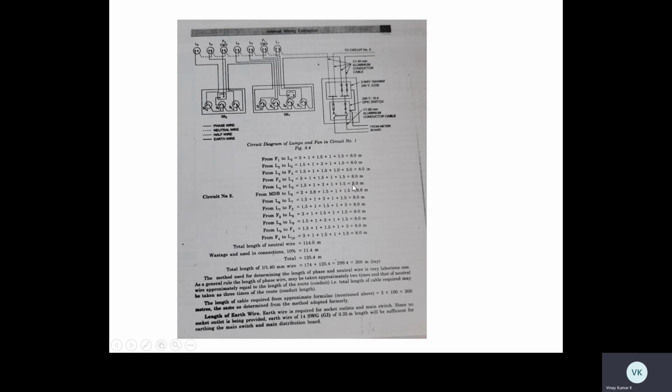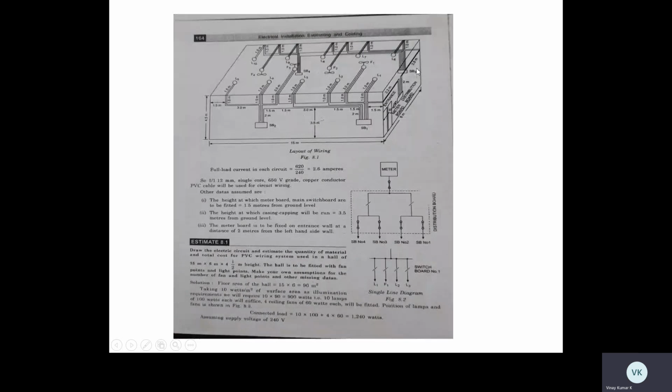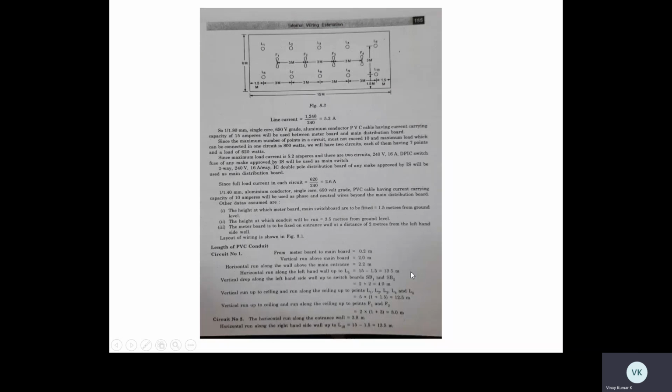This is how you need to calculate. Similarly for circuit 2, you also need to calculate. Then after calculating all the lengths, you will need to calculate the total length required. Total length is 145. Here we got it for phase.